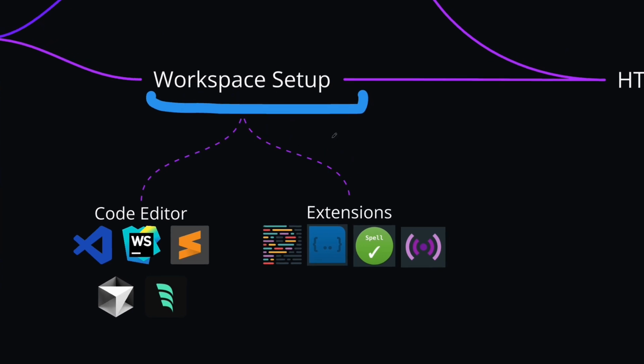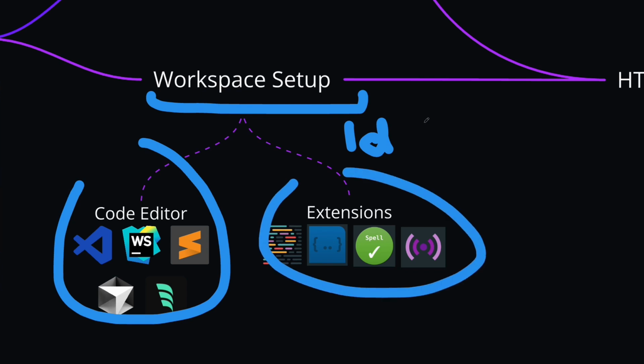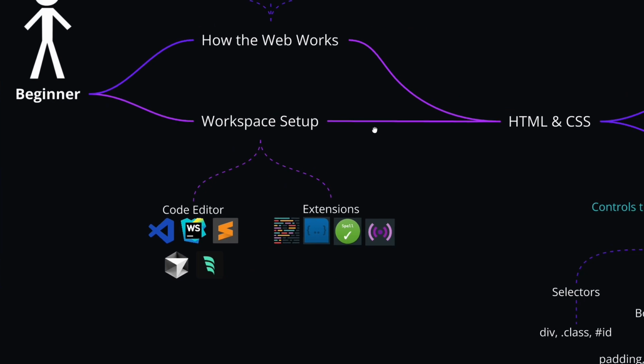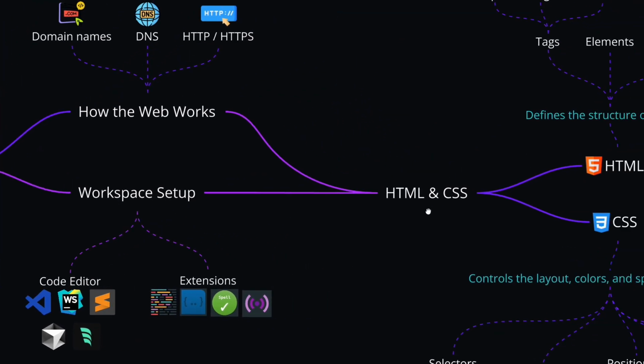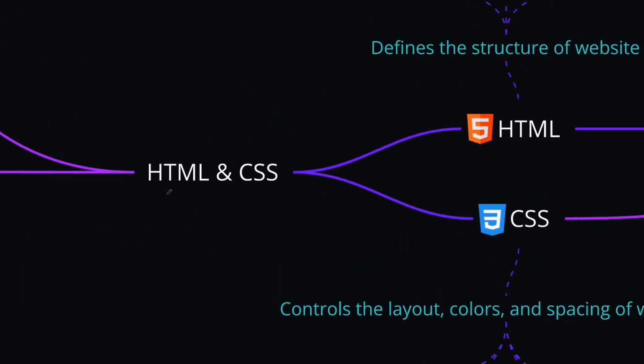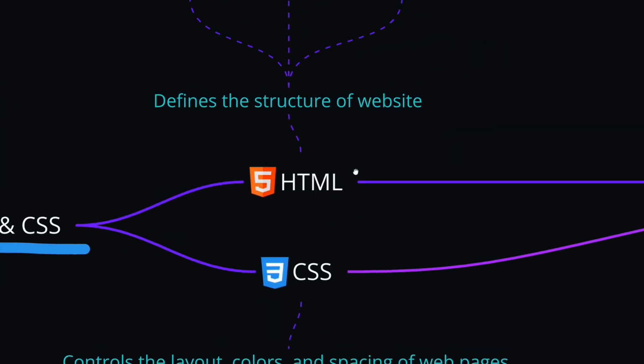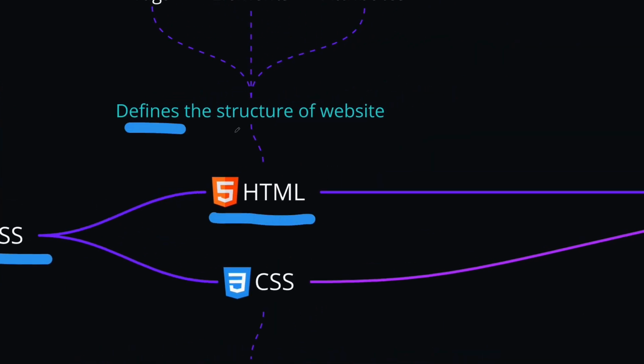And workspace setup shouldn't take you more than 1 day, so you just need 1 day to download the code editor and set up extensions, and maybe even less than 1 day, but 1 day maximum. Once you have your workspace set up and you also understand how the web works, next you need to dive into HTML and CSS. HTML defines the structure of your website.